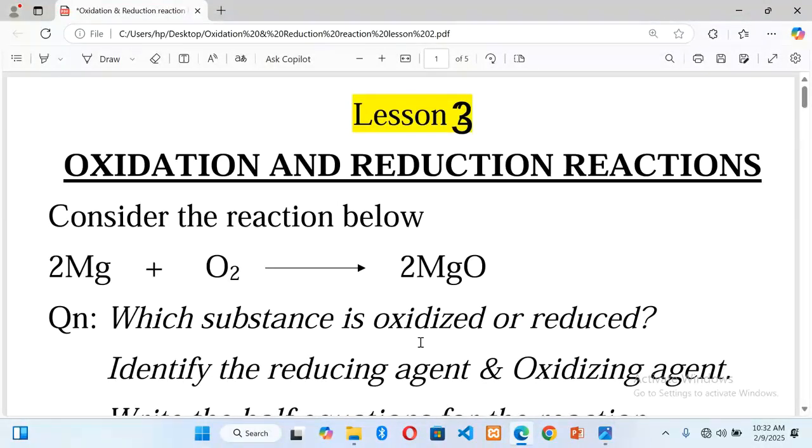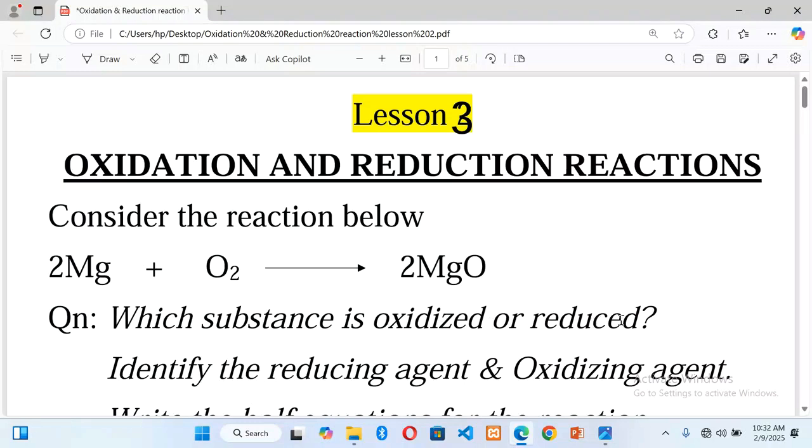Welcome friends to our third session, and in this session we are continuing with our topic, oxidation and reduction reactions. Those who have not yet watched our previous session about oxidation numbers, we can first check on it because this is a continuation. In this session we are looking at how we can use oxidation numbers to know whether a substance has been oxidized or reduced.